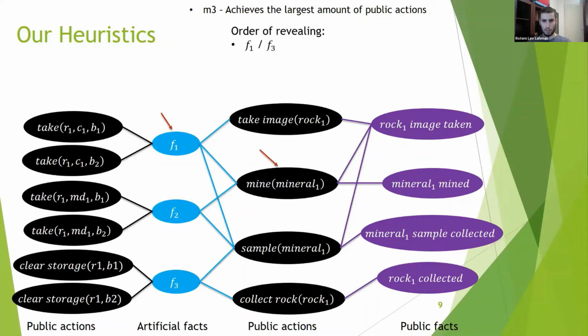Assuming that we first select the fact F1, at the next iteration, F2 will now be able to enable the action mine mineral 1. In this method, we also need to balance between enabling new public actions and enabling new ways to apply already possible actions. This may result in better plans.